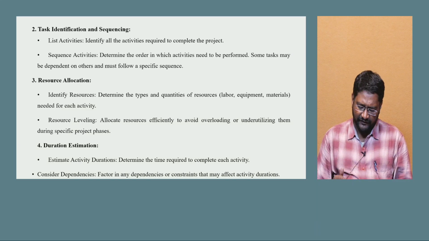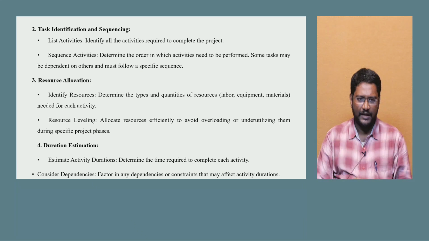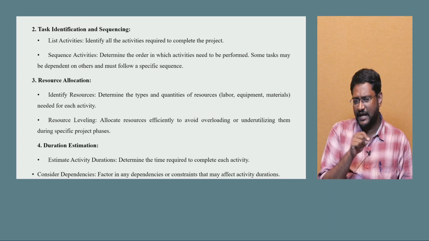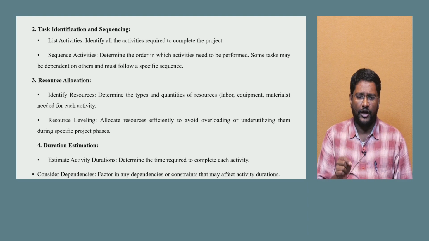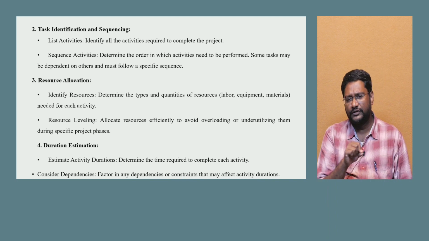To follow the sequence you have to list out the activities first, then only you can follow the sequence. List out the activities, identifying all the activities required to complete the project, and note down the sequence of the activities. Determine the order in which activities need to be performed. Some tasks may be dependent on others and must follow a specific sequence. If you complete this task only, then the next task can start. That means there are prerequisites for each task. First of all you have to complete the prerequisite, then only go with the main task.